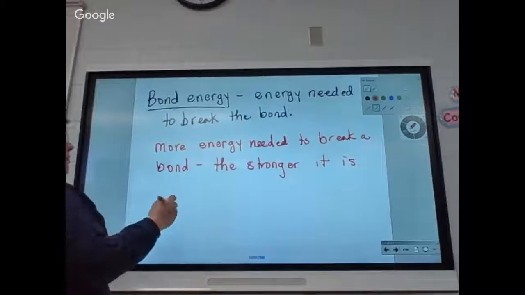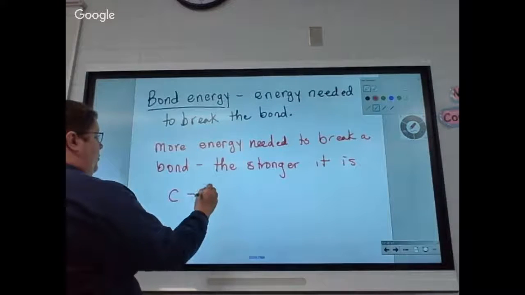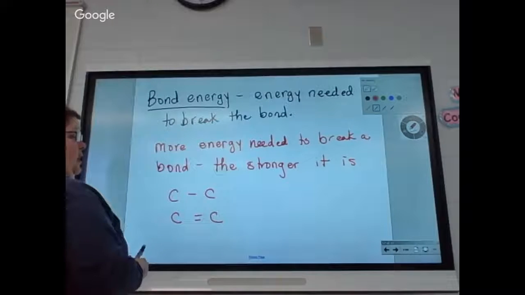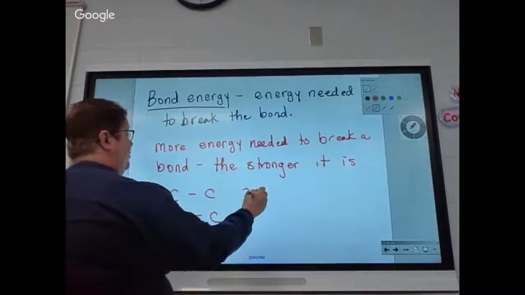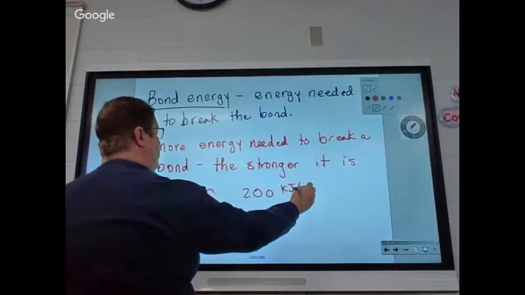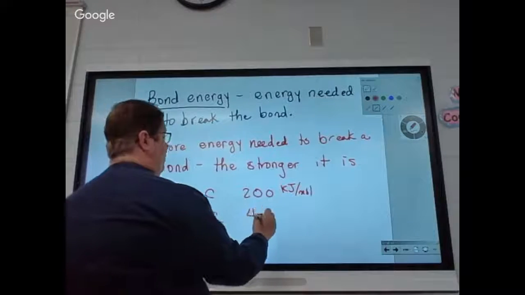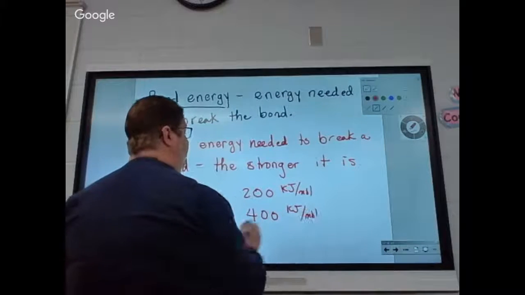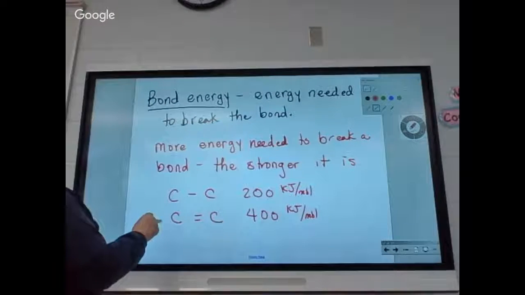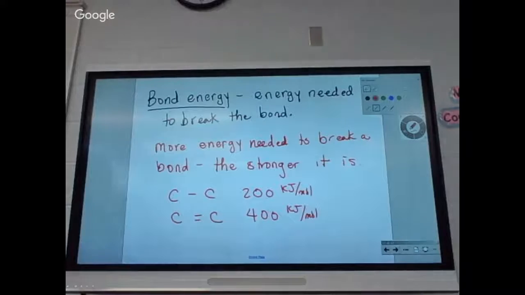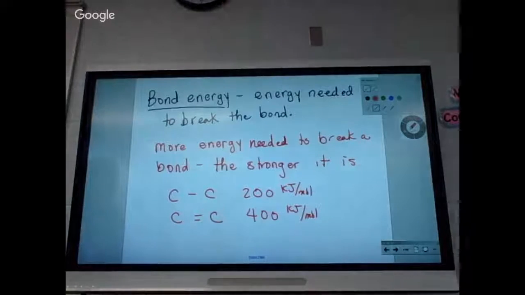Okay, and I'm just going to make up these numbers rather than looking them up. So if you had a carbon single bond, and let's just say it took 200 kilojoules to break it, this one might take 400 kilojoules to break it. So what does that tell you about a double bond? Is a double bond stronger or is a double bond weaker? A double bond is going to be what? Stronger.